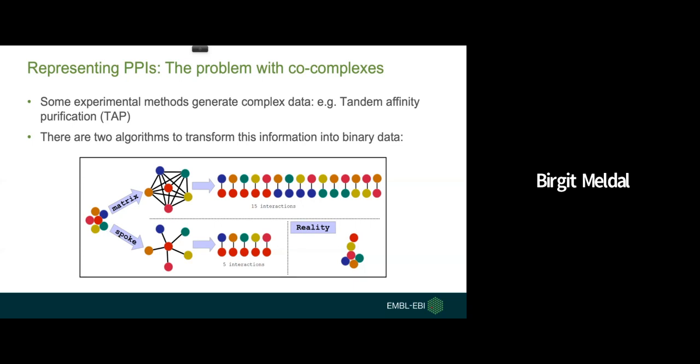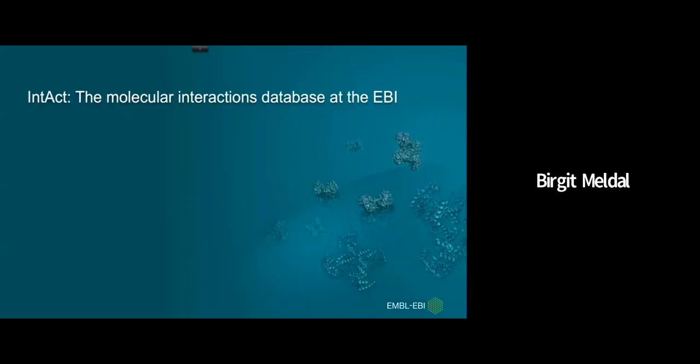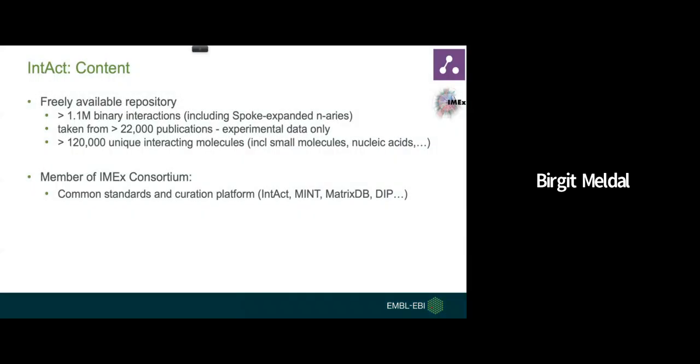Okay, so this is the introduction. Now we have a look at the characteristics of the IntAct database, or the specifics of the IntAct database. IntAct data and content is freely available. We now have over 1 million binary interactions, so that includes the spoke expanded n-ary interactions. They're taken from over 22,000 publications of experimental data and represent over 120,000 unique interacting molecules. Because apart from proteins, we also capture interactions with small molecules or nucleic acids. We are a member of the IMEx consortium, which I will mention again later in this webinar.